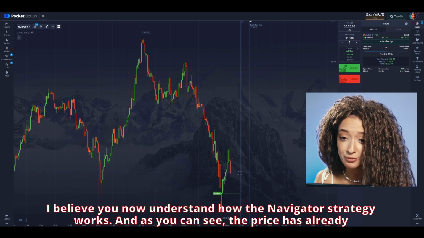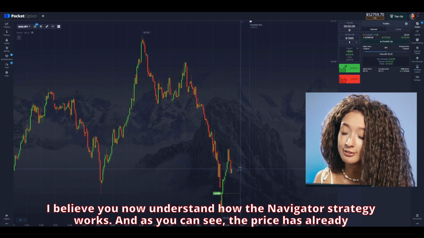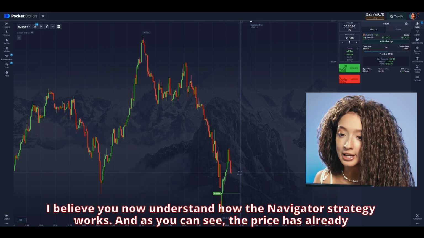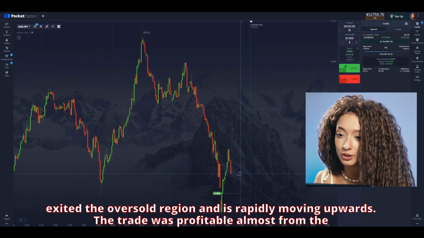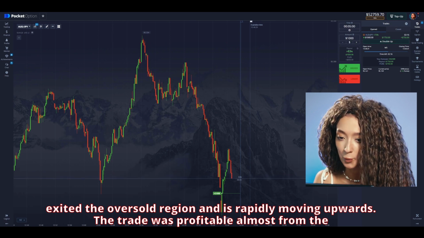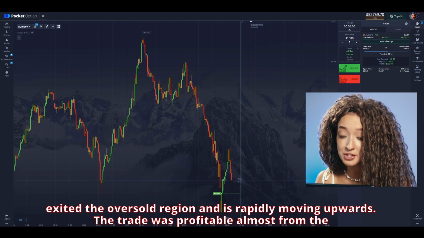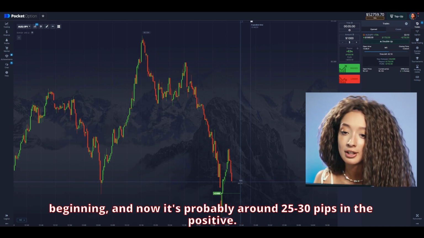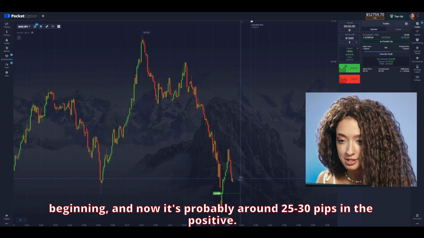And of course, I believe you now understand how the Navigator strategy works. And as you can see, the price has already exited the oversold region and is rapidly moving upwards. The trade was profitable almost from the beginning, and now it's probably around 25-30 pips in the positive.